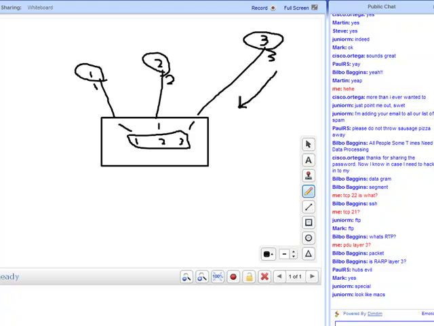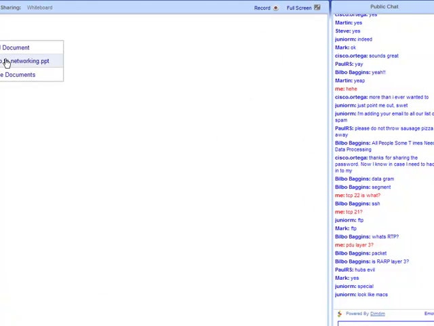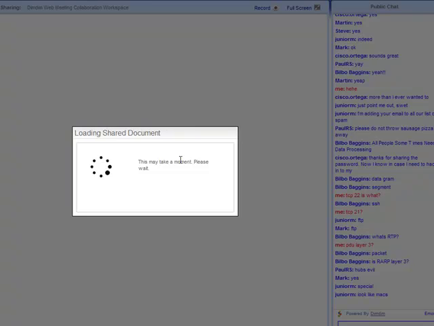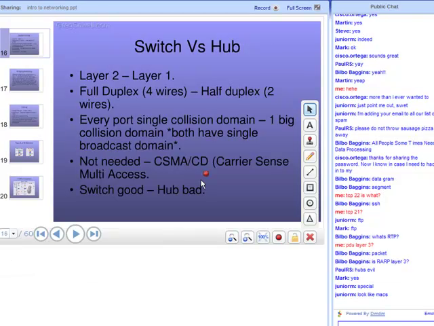Let's switch back over to the slides real quick. Hubs are half duplex, and what that means is it's only got 2 wires, and so it can only send or receive at a single point in time. It can't send and receive simultaneously.